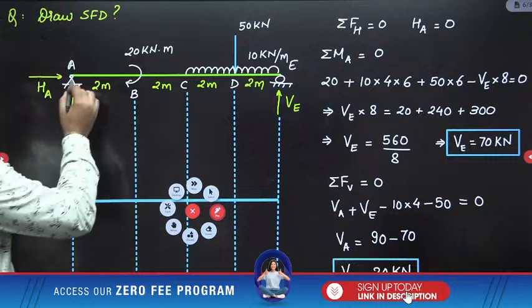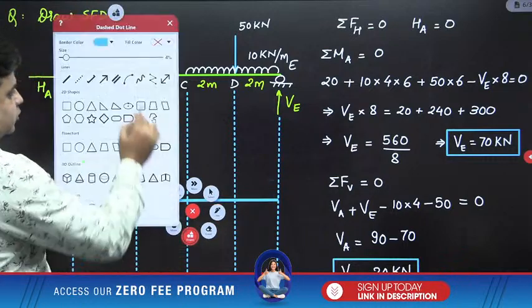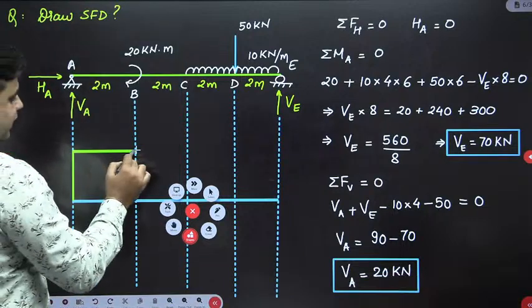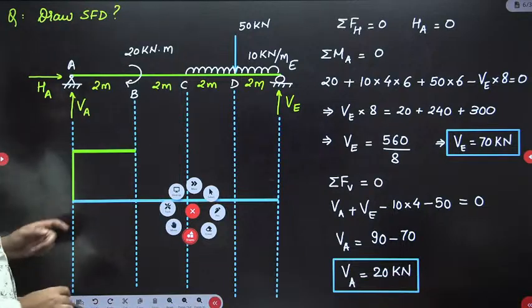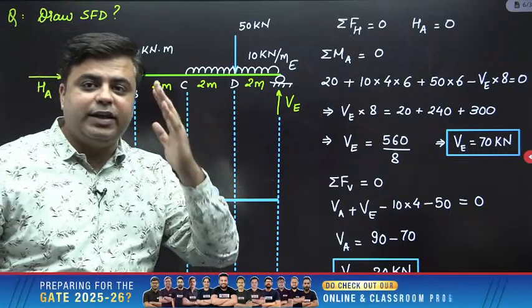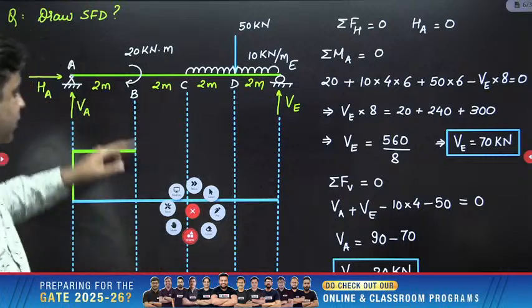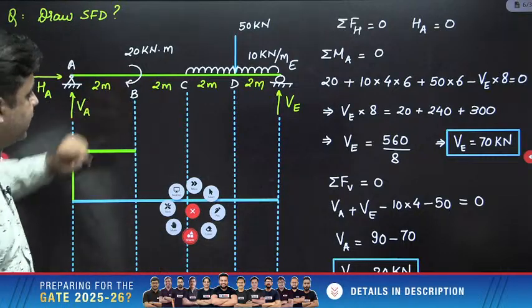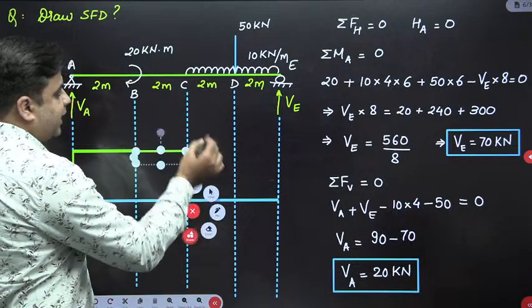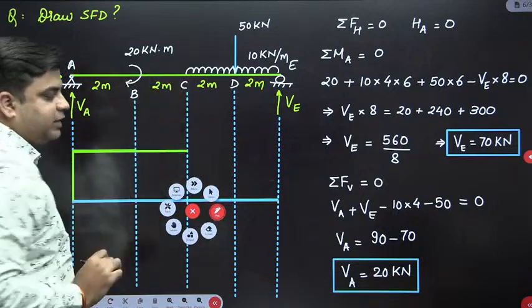So between point A and B, there is no load acting. So the shear force diagram will be constant. Now check this out. Due to this concentrated moment, there is no change. Very good answer, Praneet sir. So due to this concentrated moment, there will be no change in the shear force diagram, and the shear force diagram will be constant till this point C.